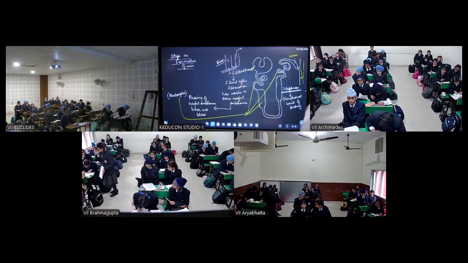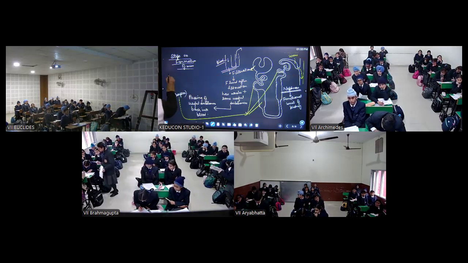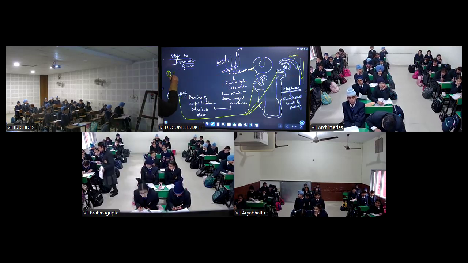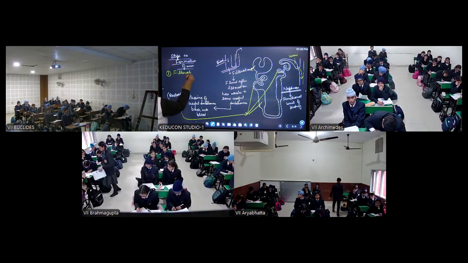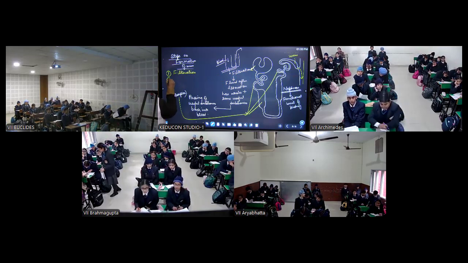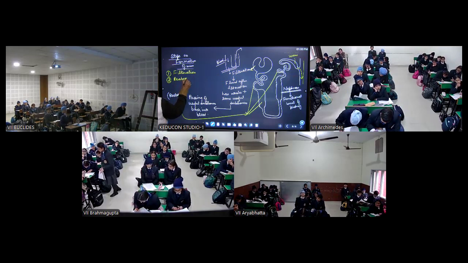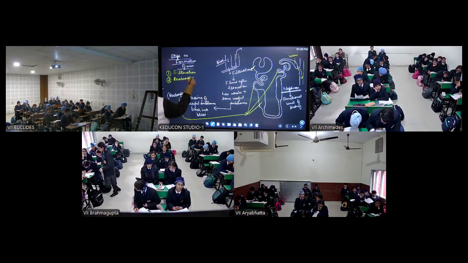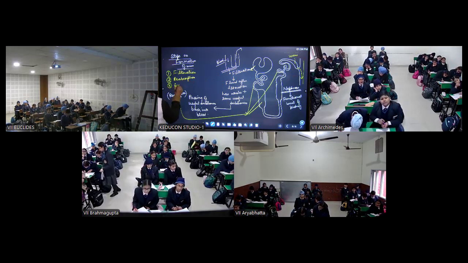So what are the steps in urine formation? First is filtration. Second is reabsorption. और एक थर्ड का नाम बता देती हूँ जो इतना इंपॉर्टेंट है नहीं। Third is secretion.